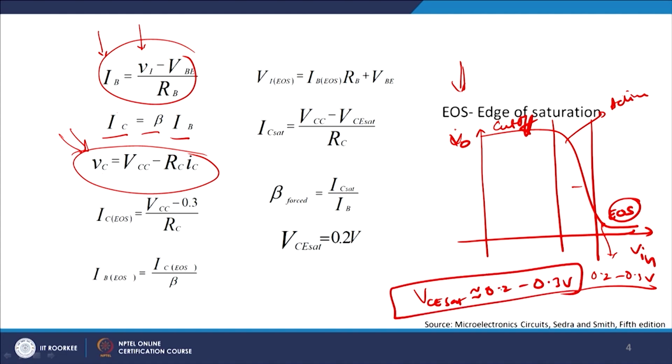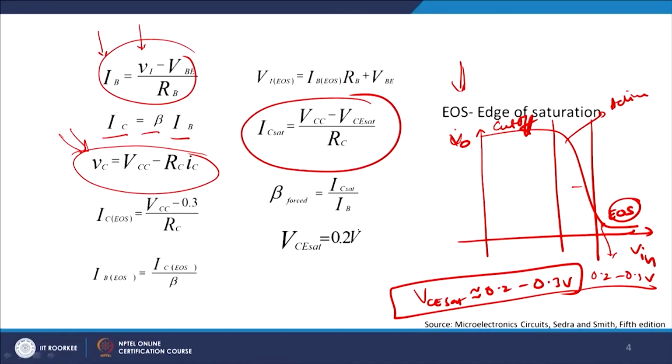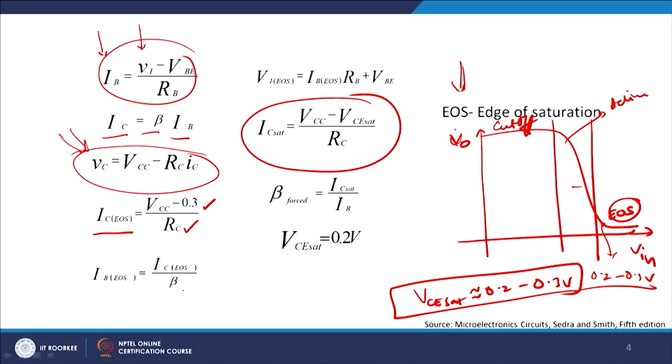With this knowledge, I say that IC SAT, which is the saturated collector current, will be equal to VCC minus VCE SAT divided by RC, fine. VCE SAT will be typically very small, 0.3 maybe. So, at the edge of saturation, I get VCC minus 0.3 divided by RC. Therefore, I get beta forced equal to IC SAT by IB, and IB equals IC by beta.